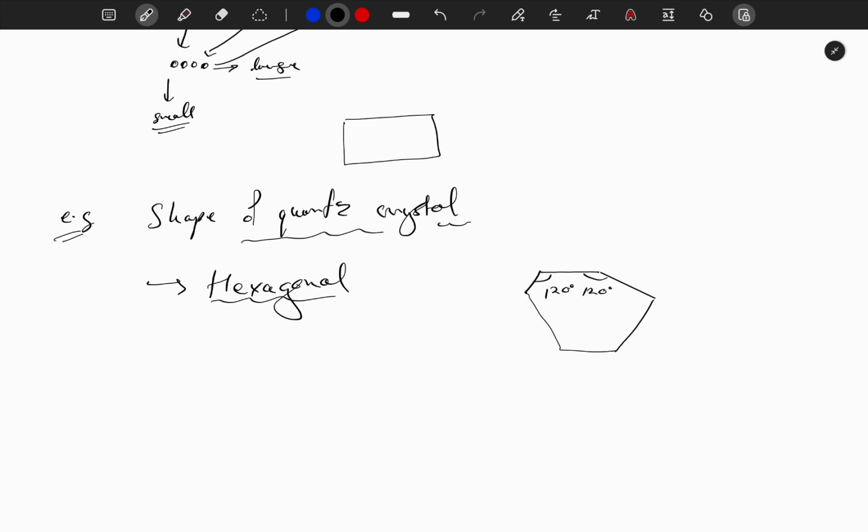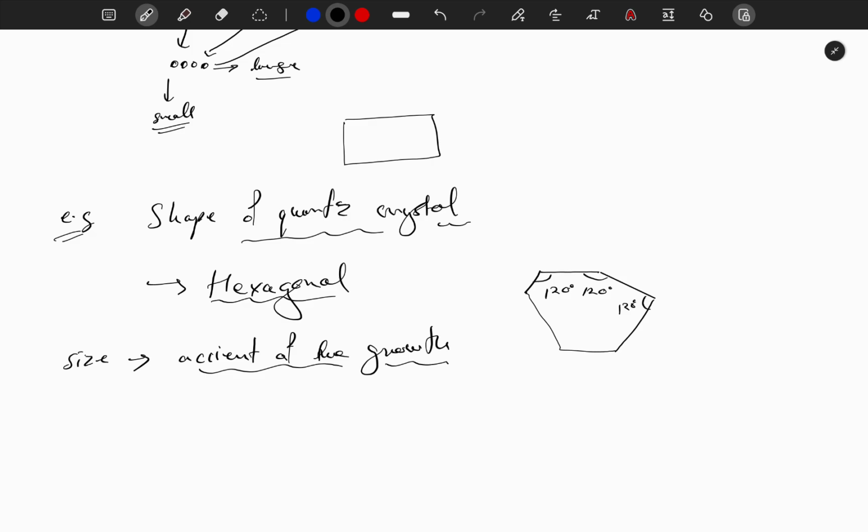Here I was unable to make them 120 degrees, but when you see a real crystal of quartz, you will see that the angles are exactly 120 degrees between the faces. So why were the sizes of different sides different? We can say that the size of a particular face is different due to the accident of growth.